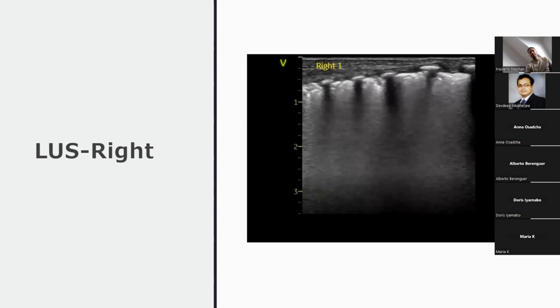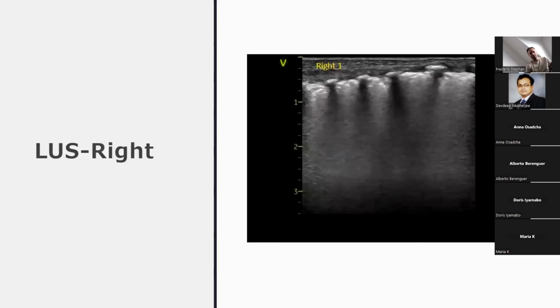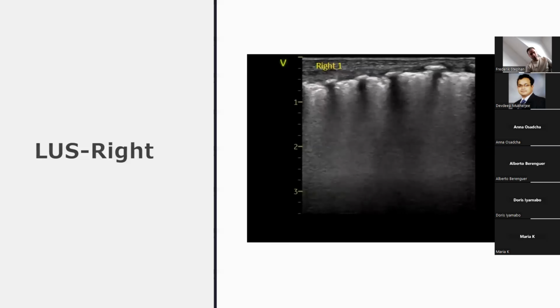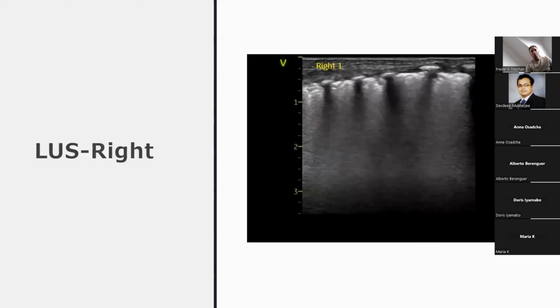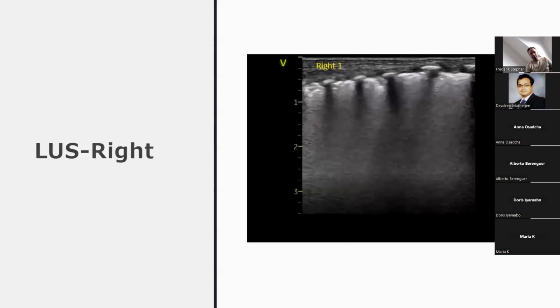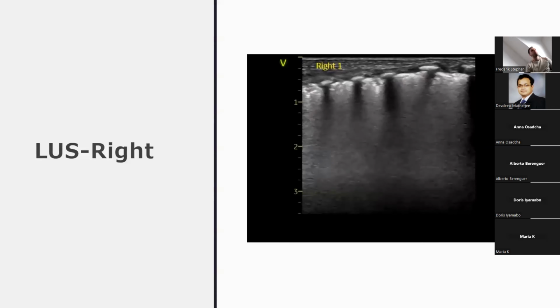Yeah. So you can see the ribs, you can see the bat wing sign, you can see movement of the pleura. There's a B profile with some subpleural consolidation. Doesn't look like what I'd expect to see if there was a pneumothorax there on that view. Okay, great. What do we think about sliding?